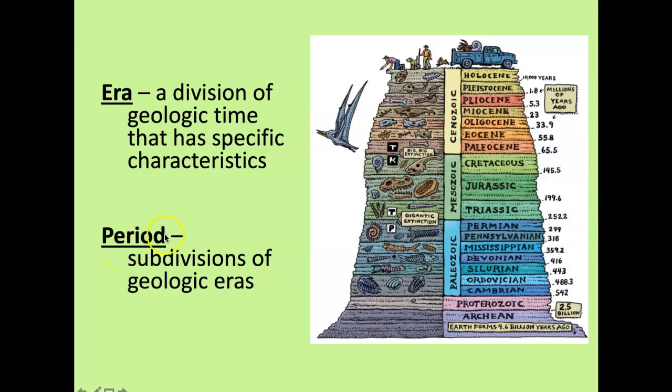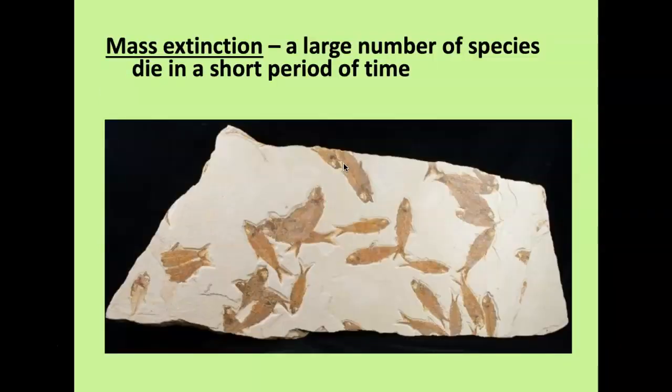And then a period is going to be smaller subdivisions of time. So, for example, in the Mesozoic era, we have three periods. We have Triassic, Jurassic, and Cretaceous. So those are just some of the different time frames that the geologic timescale is broken down into.